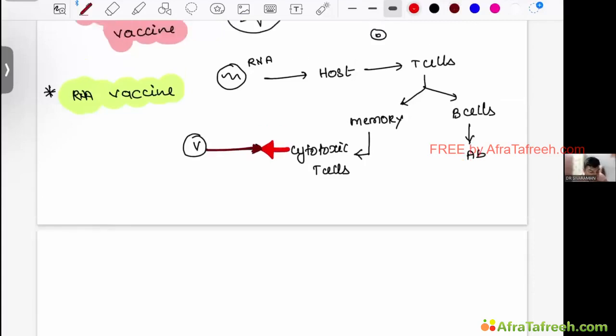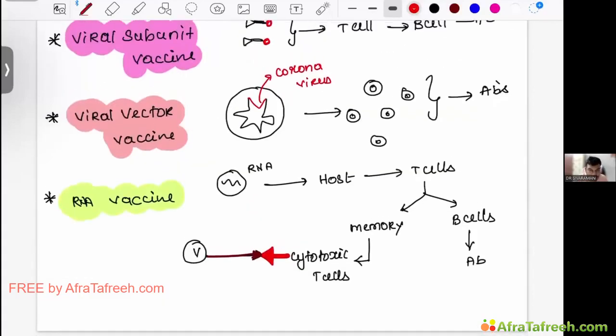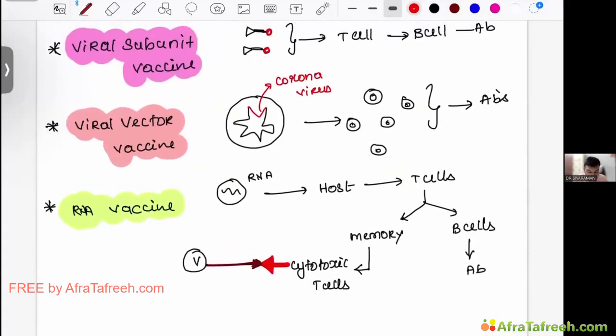Antibodies are found in the host. When we take a vaccine, the vaccine will go inside, multiply, and stimulate the host to produce antibodies. That is called vaccination. So these are the groups or types of vaccines we have.